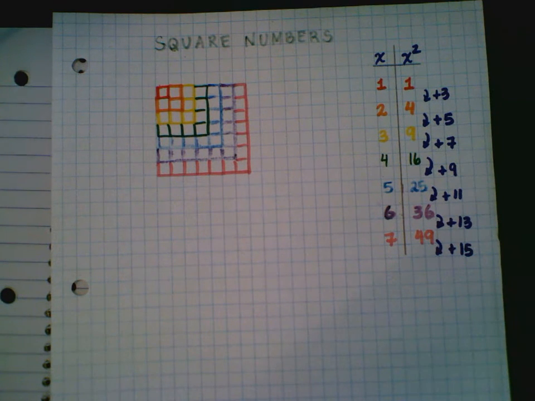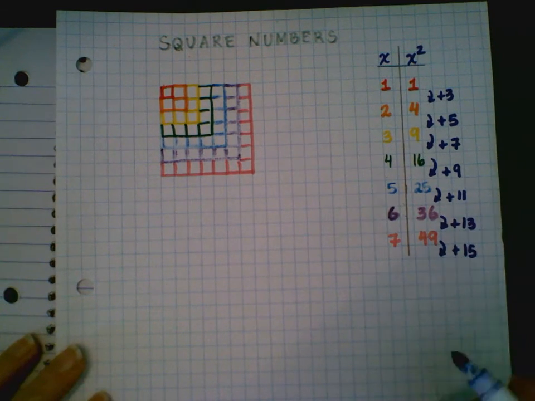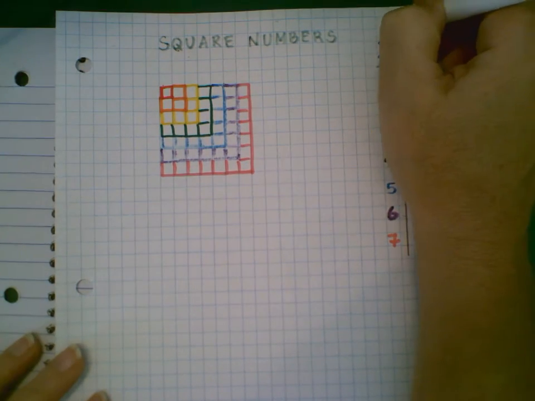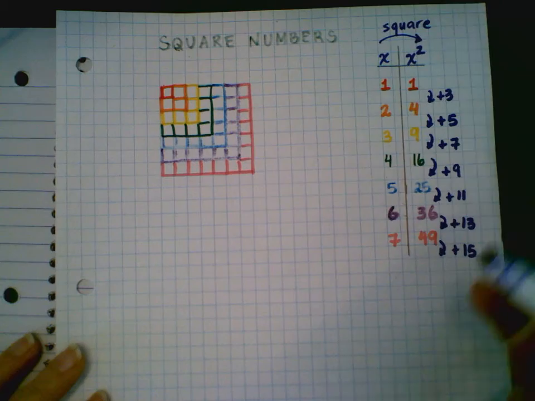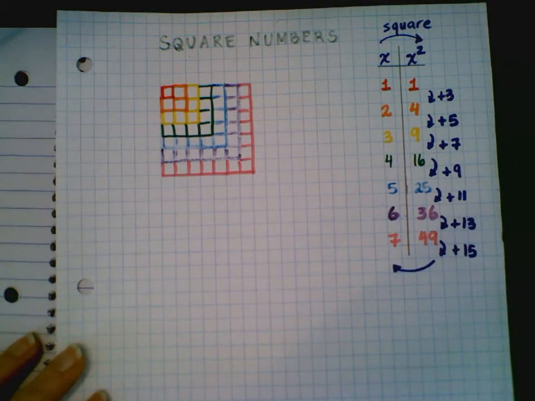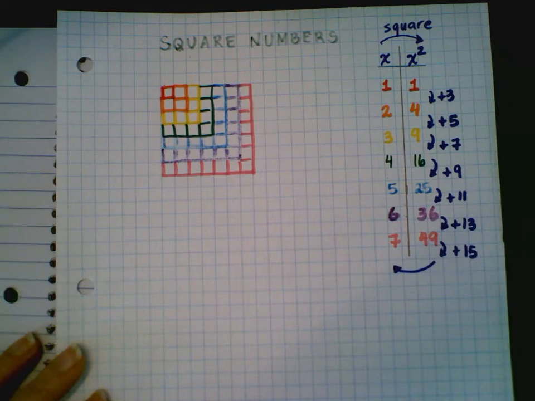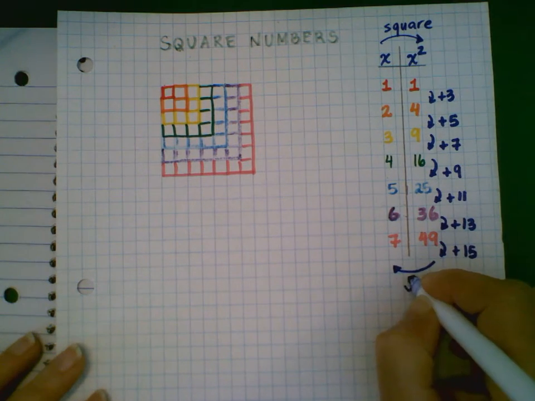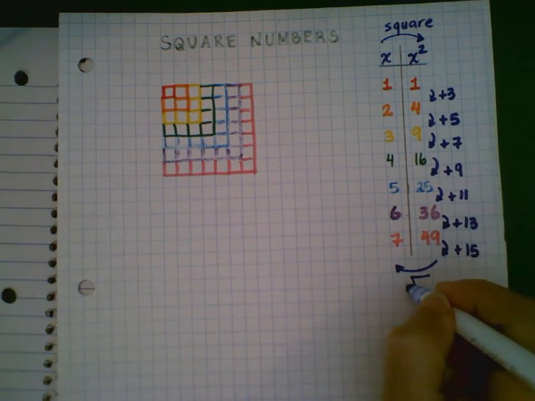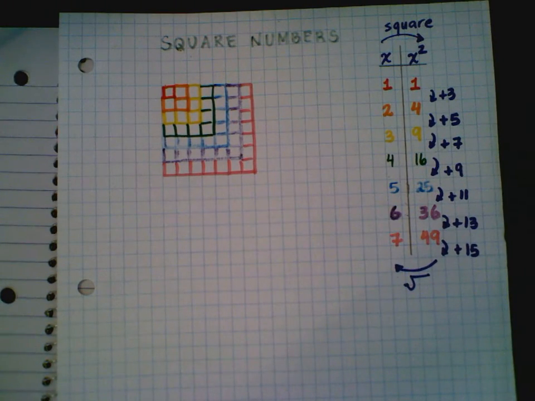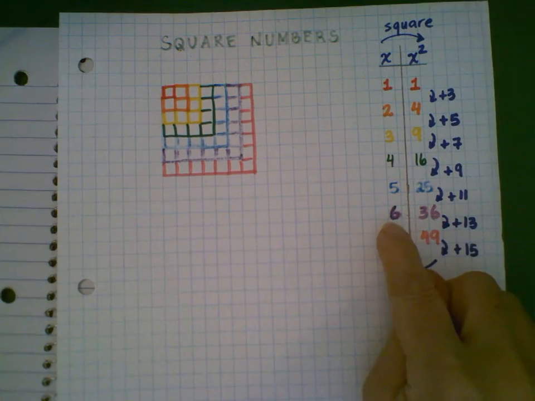So the flip side of this coin is if you are given a square number, you can use a square root in order to figure out what the length of one of the sides of the square would be. So for example, going this direction is square. And going this direction from right to left in this table is square root. So the square root of 49 is 7. The square root of 36 is 6, etc.